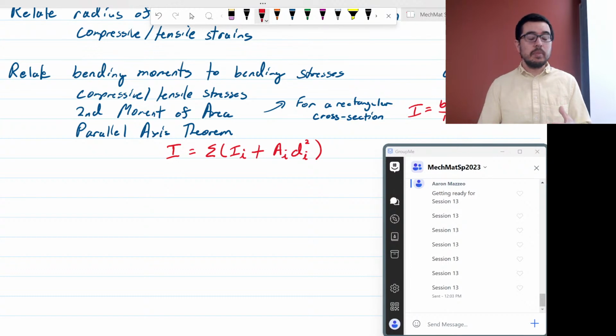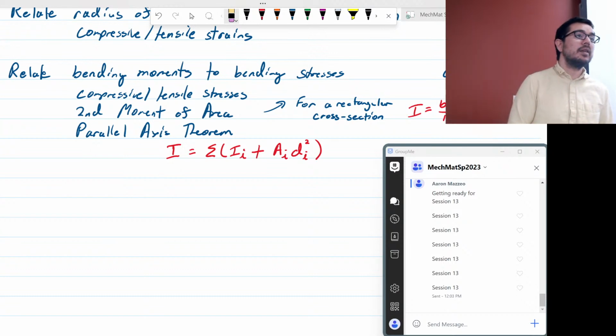Often it's described with a mass instead of an area, but here we're describing it in terms of area, because these are second moments of area. And if the density is constant, then area and mass would be proportional to each other.